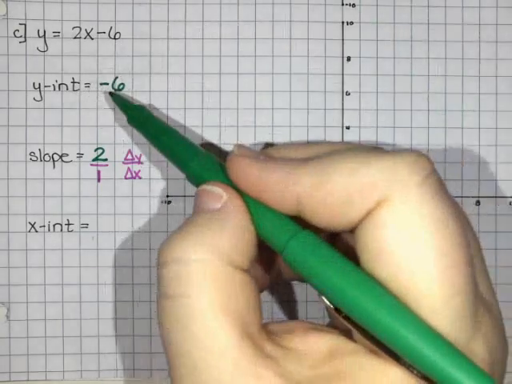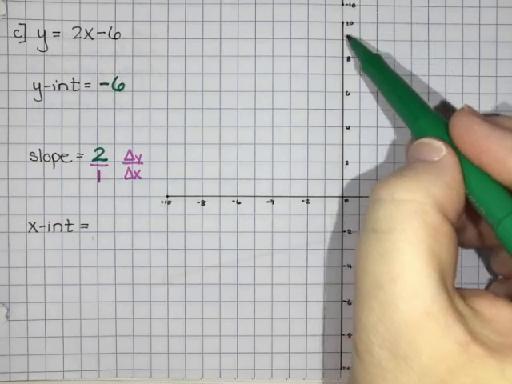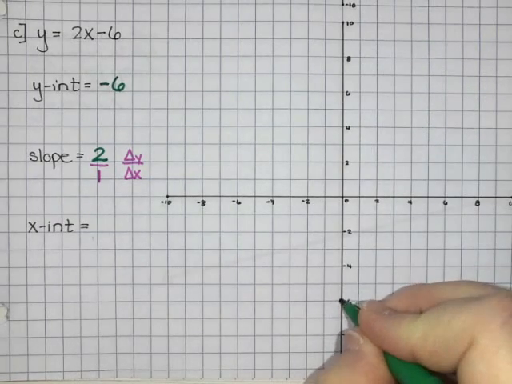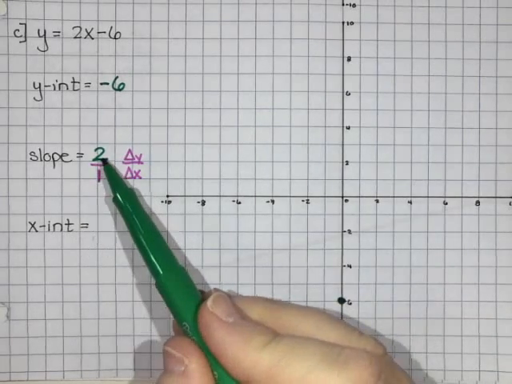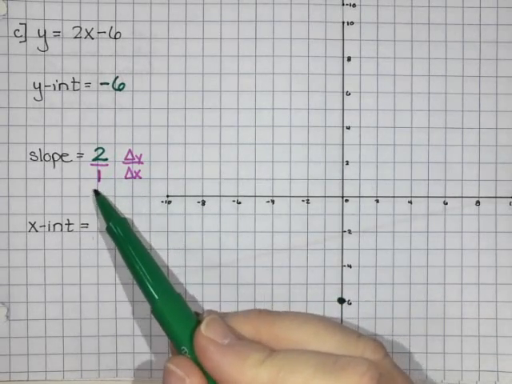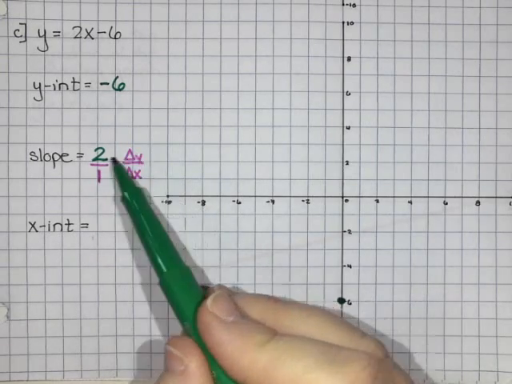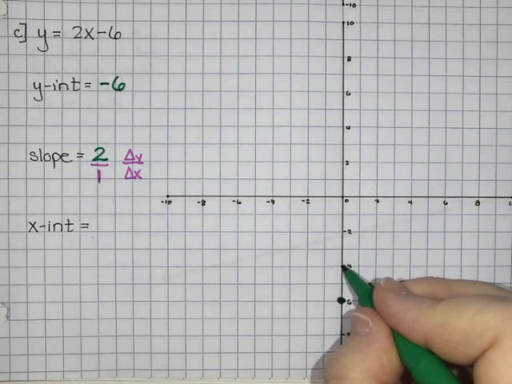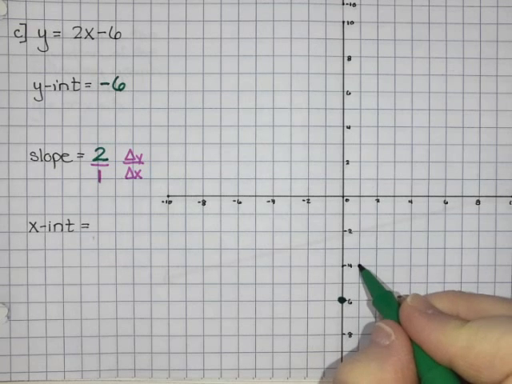So I'm going to start my graph with the y-intercept. On the y-axis, the up and down part, I am going to mark on -6. And then from there, I'm going to use the 2 over 1 to help me find the rest of the points. 2 is the y part, 1 is the x part. So up and down, we're going to add 2, or move up 2. And then to my x's, we're going to add 1, or move to the right 1.